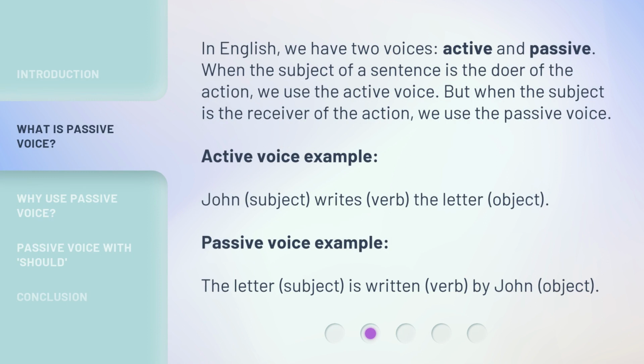In English, we have two voices, active and passive. When the subject of a sentence is the doer of the action, we use the active voice. But when the subject is the receiver of the action, we use the passive voice. Active voice example: John, subject, writes, verb, the letter, object. Passive voice example: the letter, subject, is written, verb, by John, object.